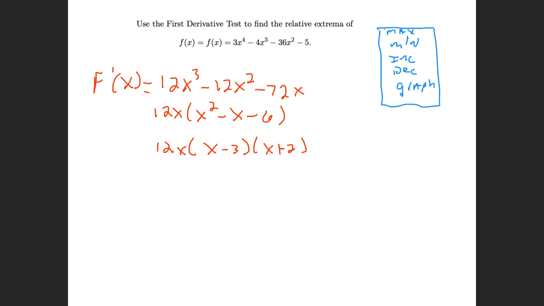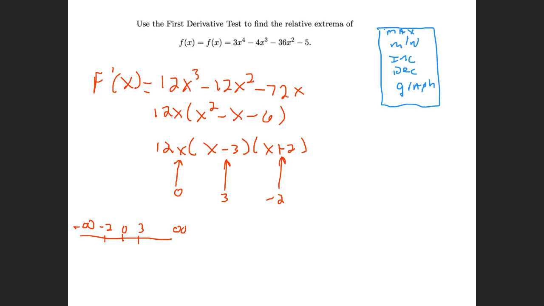So what are my critical values? Well, anytime you factor out an x, 0 is a critical value. Then I've got positive 3, and I've got negative 2. So those are my critical values. So I'm going to set up my interval thing here just so I know what I'm doing. So that's negative 2, 0, and 3.